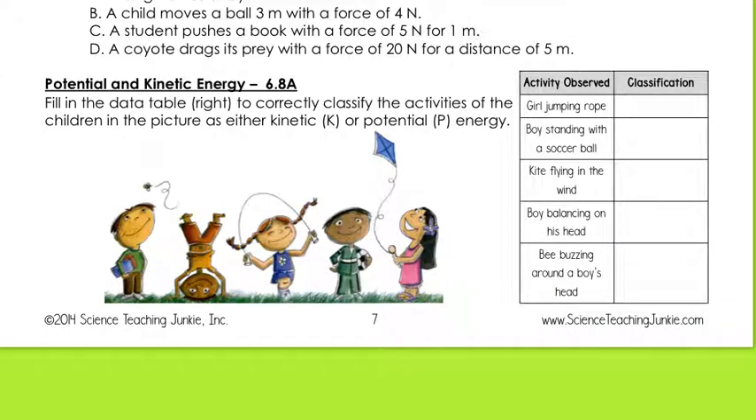Okay, potential and kinetic energy. This is way back from 6th grade. Fill in the data table to the right to correctly classify the activities of the children in this picture as either kinetic or potential energy. So the girl jumping a rope, she's moving, so it's kinetic. The boy standing with a soccer ball, he's not moving, so it's potential. The kite flying in the wind, that's kinetic, it's moving. The boy balancing on his head, he's not moving, so that's potential. And the bee buzzing around the boy's head, he's moving, so it's kinetic.